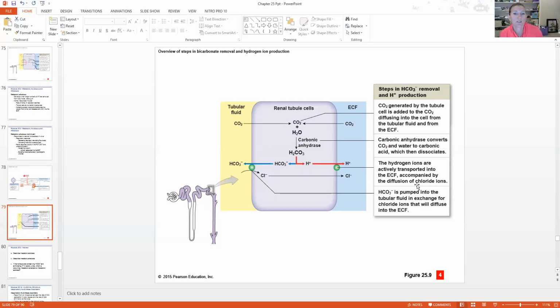Okay, so the overall steps in actually removing the bicarbonate and producing the hydrogen ions are the exact same thing as before. Here we're soaking up carbon dioxide from the ECF and tubular fluid of the kidneys, converting it into carbonic acid. In this case, we are secreting our bicarbonate into the tubular fluid and secreting our hydrogen ions and a chloride ion, because of chloride shift, into the extracellular fluid to get our acidity back up, I should say.